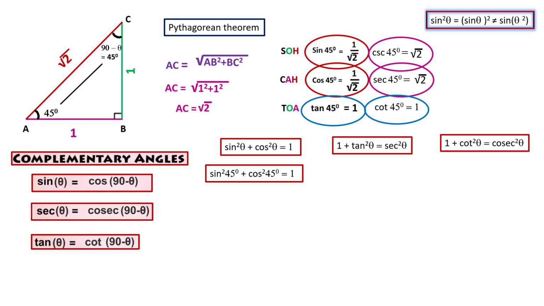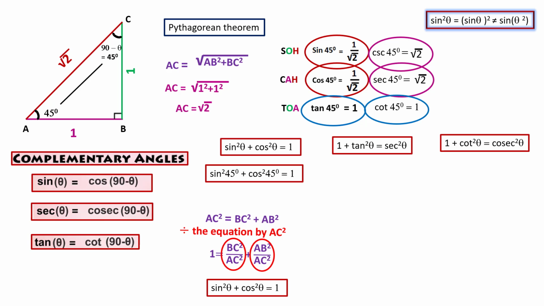We can derive this Pythagorean identity very easily using the Pythagorean theorem. AC square is equal to BC square plus AB square. Divide the equation by AC square. Then your AC square will get cancelled by AC square on the left hand side and you get 1. Then BC square by AC square will give you sin square theta, and AB square by AC square will give you cos square theta. That's why sin square theta plus cos square theta is equal to 1.